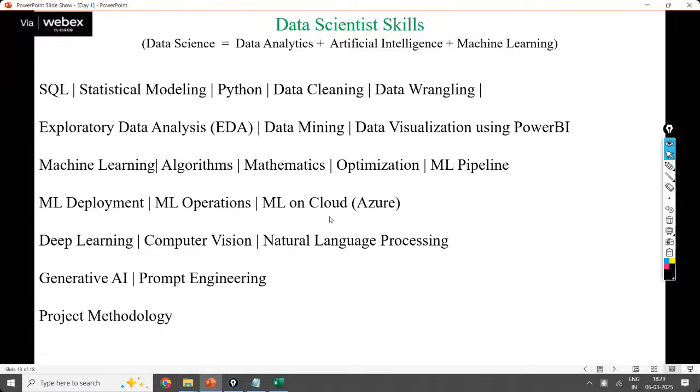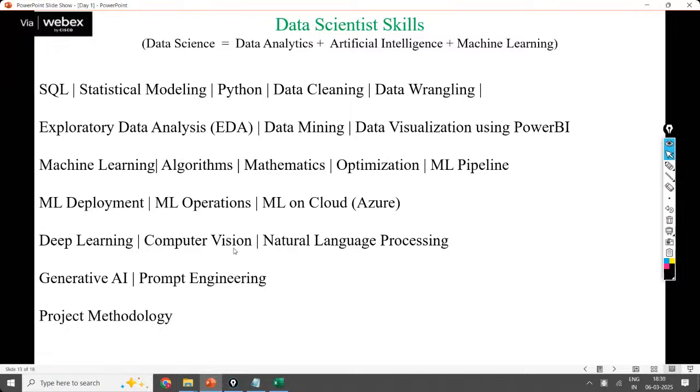And ML on cloud. We are going to learn the cloud technology called Azure, how ML will work on the cloud. Earlier it was big data, Hadoop, Spark, all these things. Now nothing is there. Everything has shifted to cloud. Large amounts of data we process using the cloud. Small amounts of data we do in Python, large amounts of data we do in the cloud.